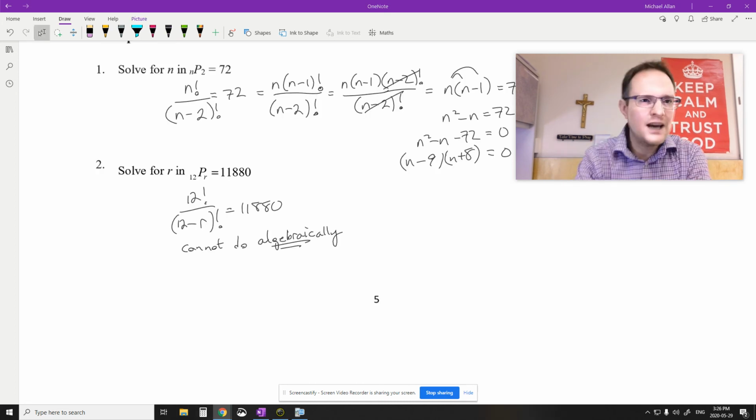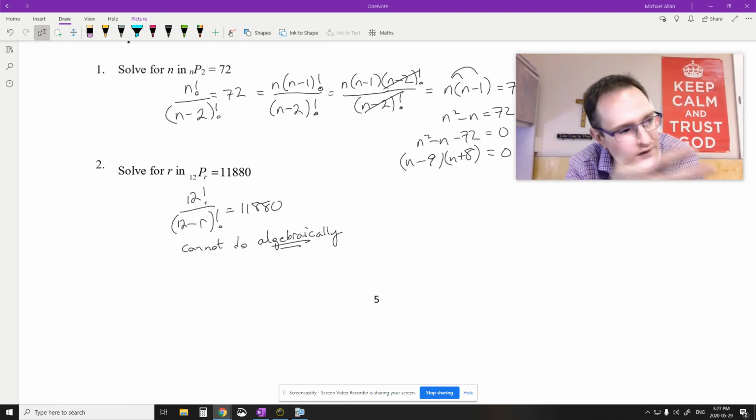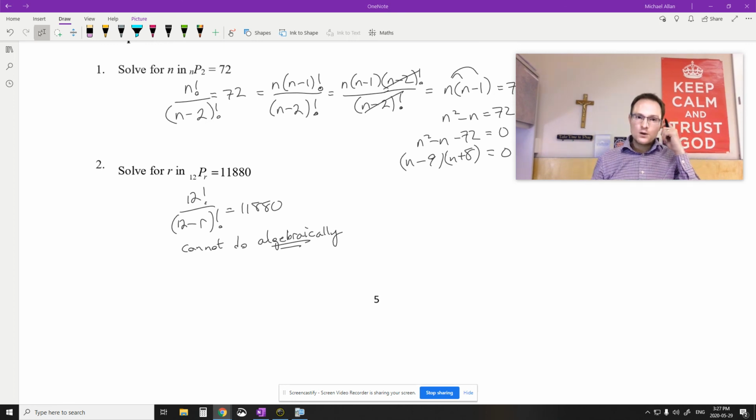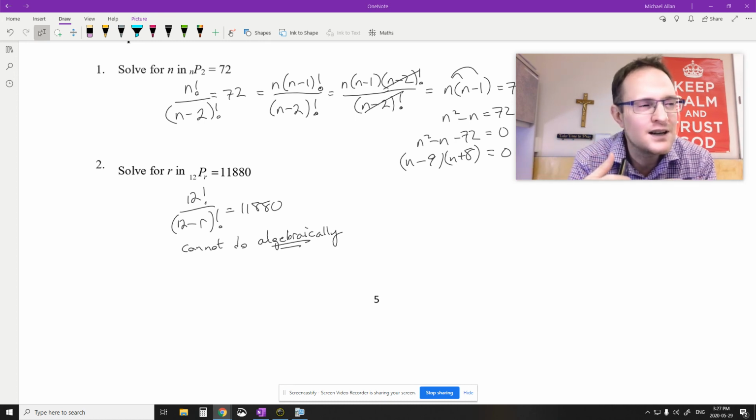Okay, so like I was saying, for this kind of question, there's only one way to do it. Since you don't know how big r is, there's no way to expand out 12. You have to do this one brute force. No way to do it algebraically. But the cool thing about this kind of question is that you are limited in your numbers. Your r cannot be bigger than 12, because it would make no sense to have 12 things and you pick 13 of them. That doesn't make sense. So you just work your way up.